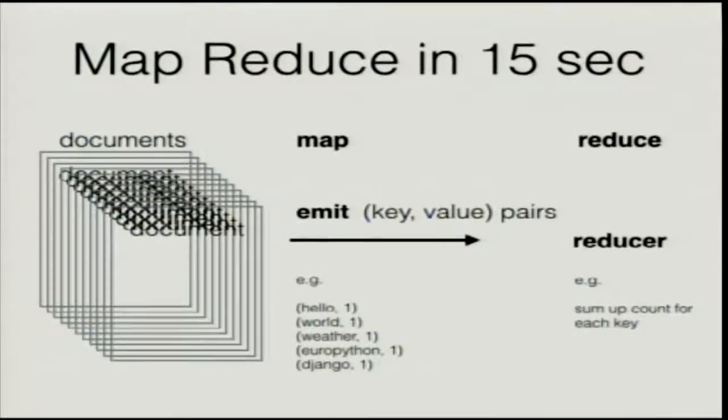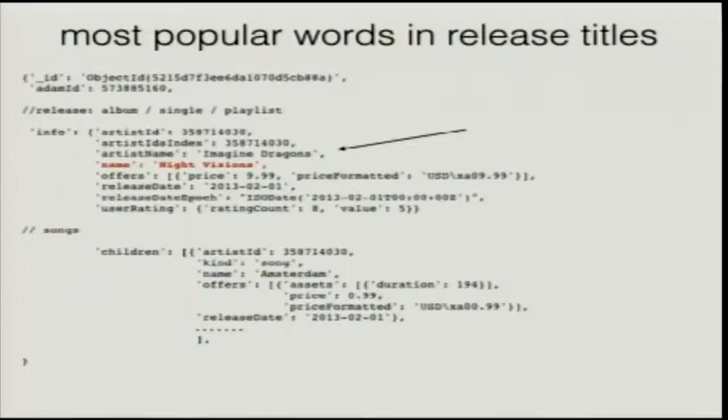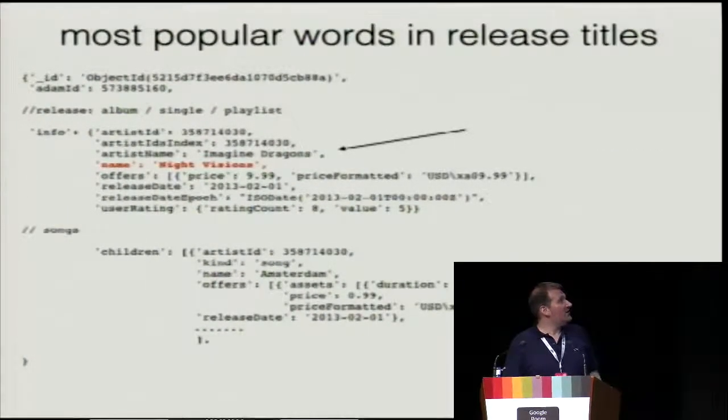We map them, which basically means we go through and find key-value pairs. In our example, we want to find the most popular words in our release titles, and we just emit them as tuples, as you can see, to the reduce phase, which is run by the reducer. In our example, it will just sum up the counts. It's a really pretty easy operation.